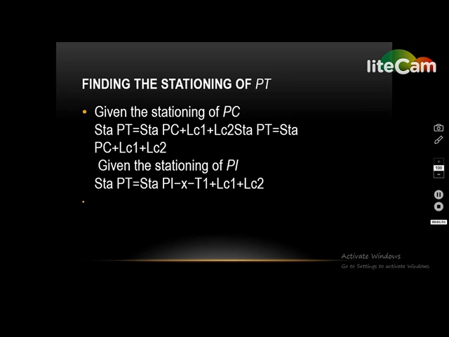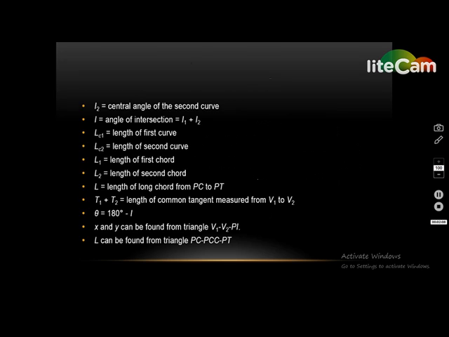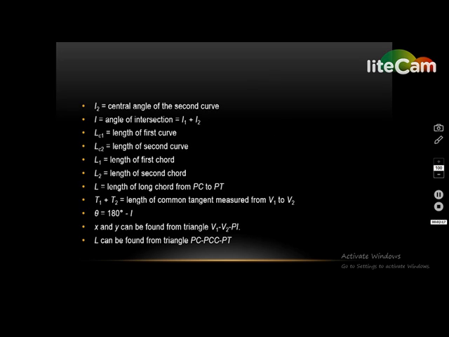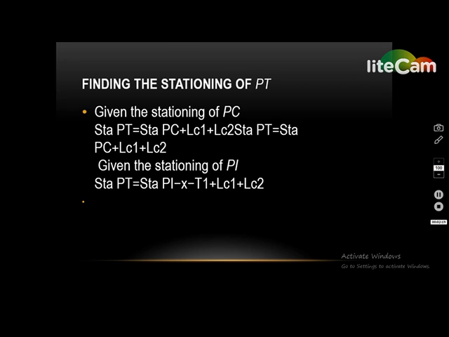Next, we see finding the stationing of PT, the point of tangent. Given the stationing of PC, the point of curvature, the stationing of PT equals the stationing of PC plus LC1 plus LC2. As you saw, LC1 is the length of the first curve and LC2 the length of the second curve.